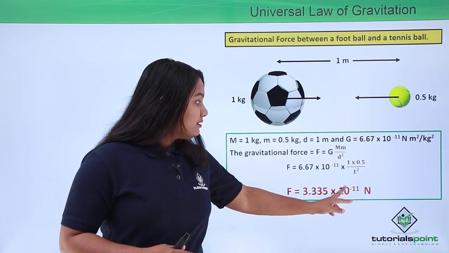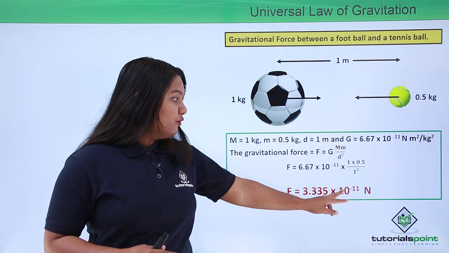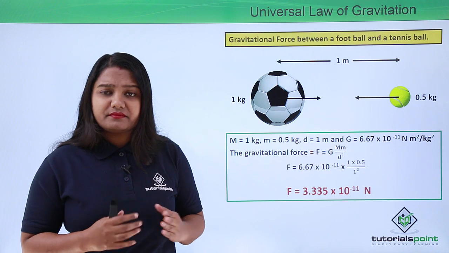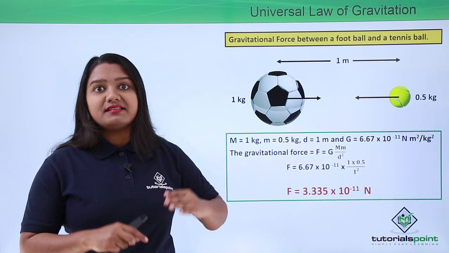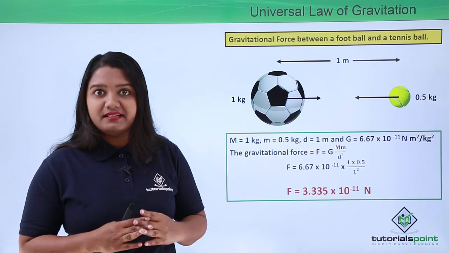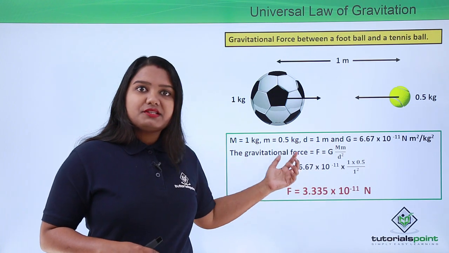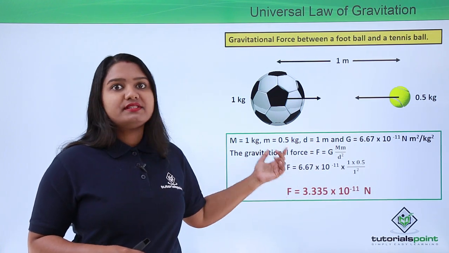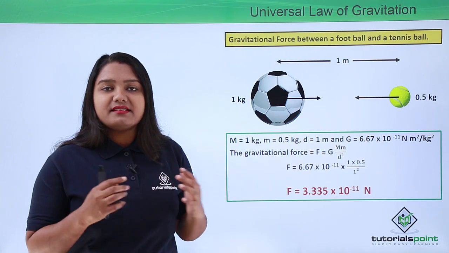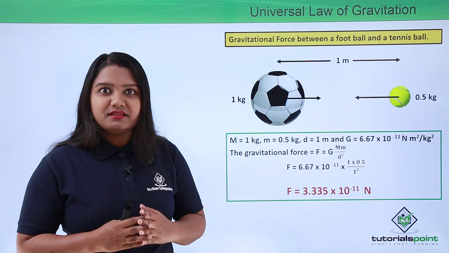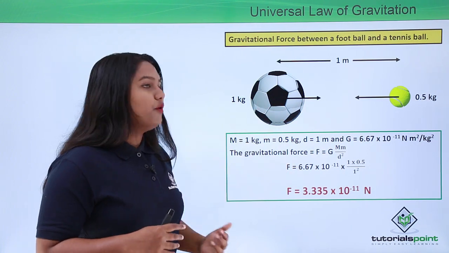Now do you notice this superscript over 10 here? It's minus 11. Now minus 11 is a very small number, right? So here this force turns out to be extremely small for us to see it or feel it. And that is the reason why we do not observe any attraction or any motion in these two bodies.